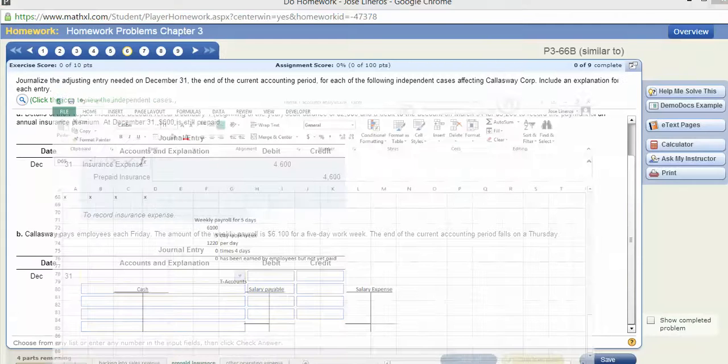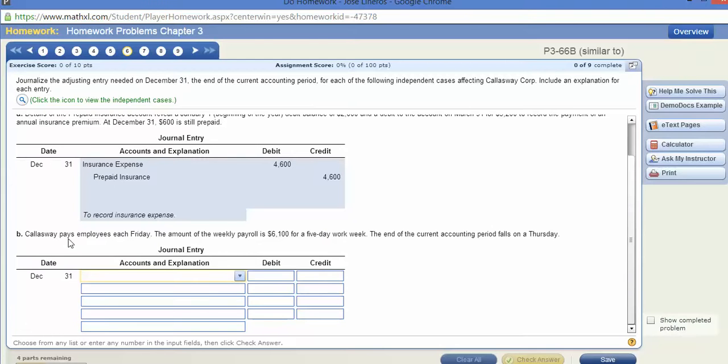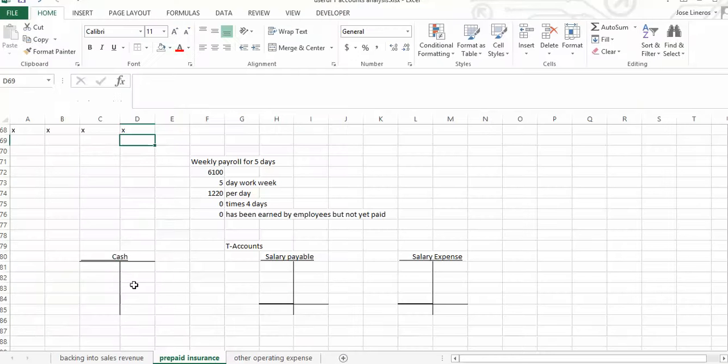And it says clearly here the end of the accounting period falls on a Thursday. So they worked Monday, Tuesday, Wednesday, and Thursday. You pay on Friday, but the problem here is that you're creating financials at the end of Thursday when your accounting cycle ends. So that's 1,220, and it's for Monday, Tuesday, Wednesday, and Thursday. So we'll put a 4 there. And that shows us that we owe for 4 days' worth of labor at 4,880.